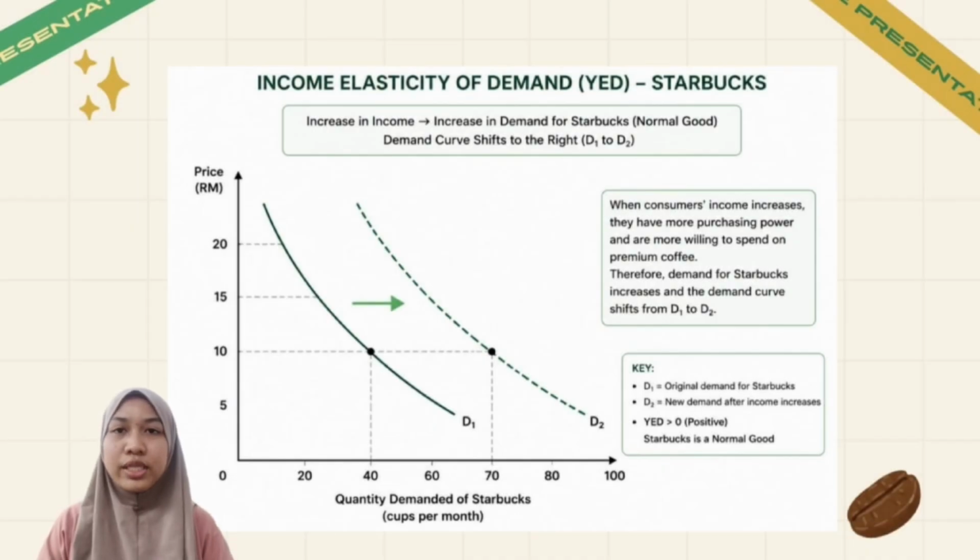The graph shows that when consumer income increases, demand for Starbucks increases. This is because the demand curve shifts right from D1 to D2. Since Starbucks is a normal good, it has a positive income elasticity of demand.